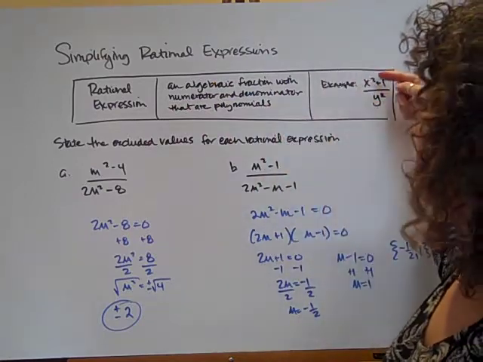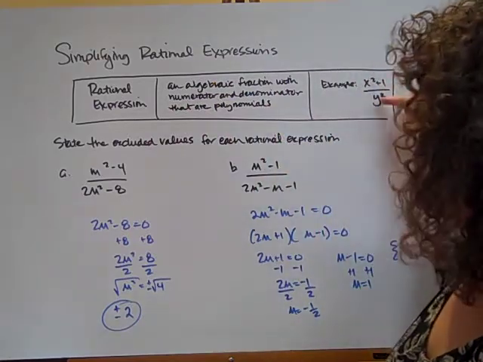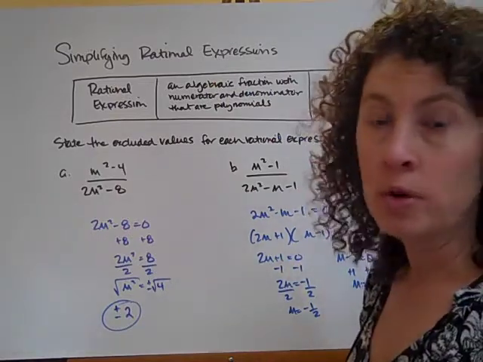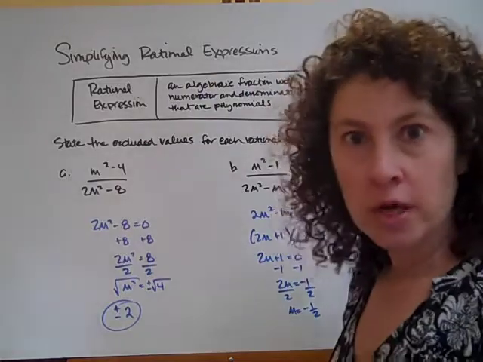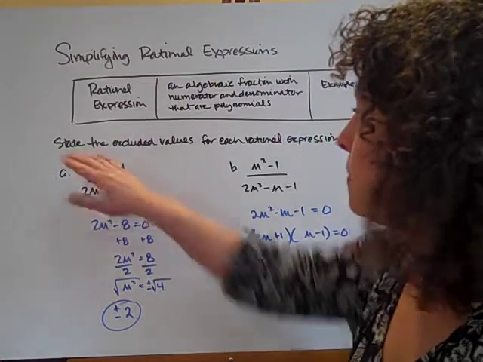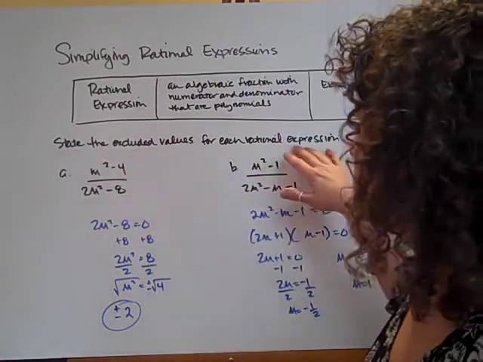So for example, we have x squared plus 1 over y squared. So you'll notice we've got variables in there, algebraic piece, and we have some polynomials going on. So we're going to get back into that, factoring our quadratics. We'll get back looking at that, factoring our polynomials. So we're going to state the excluded values for each rational expression.